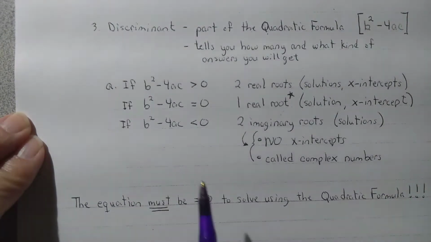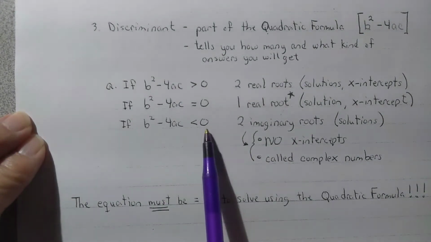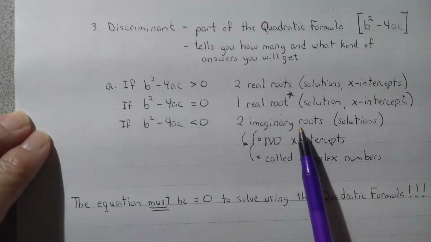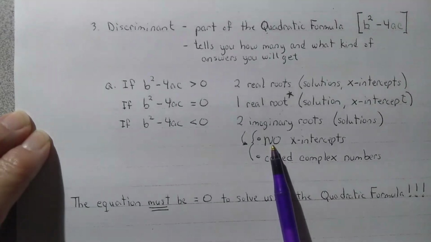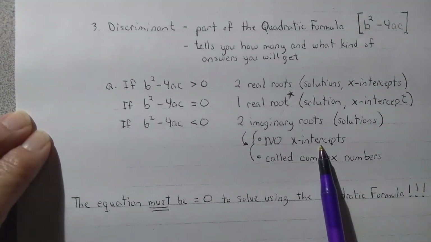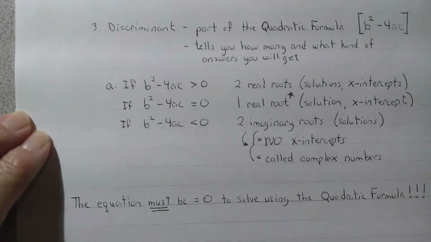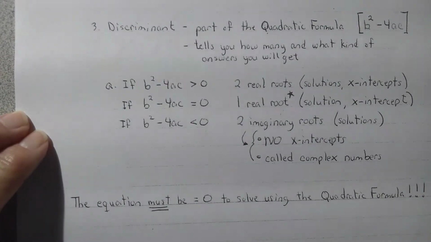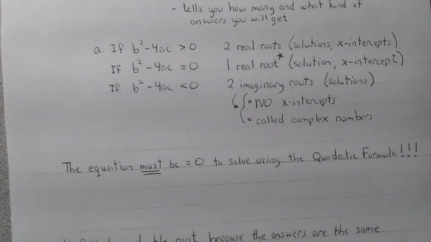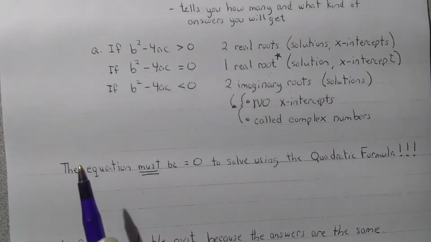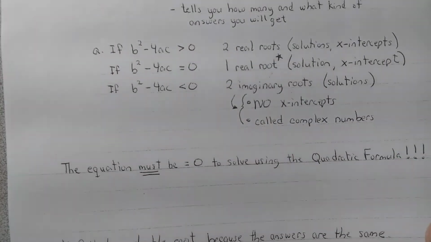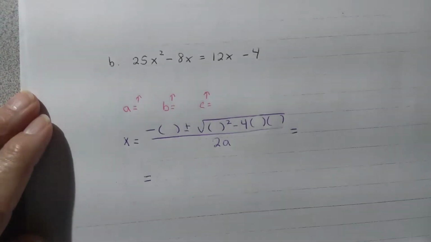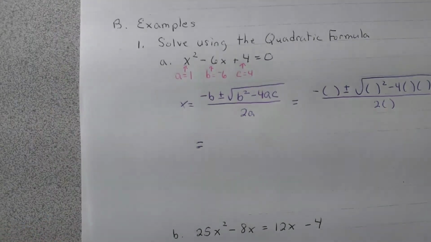It's identical. Last but not least, if the discriminant is less than 0 or negative, you have 2 imaginary roots. Please notice it does not say x-intercepts. These are not x-intercepts here because they're imaginary, so they don't actually exist on a graph. These are called complex numbers, which you learned about earlier in this chapter. Okay, before we get to solving these things, please remember one thing. The equation has to be equal to 0 in order to use the quadratic formula.